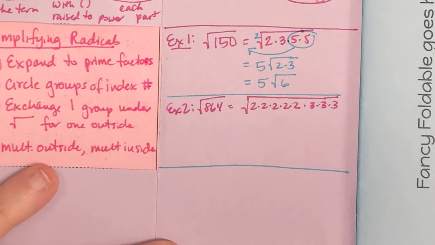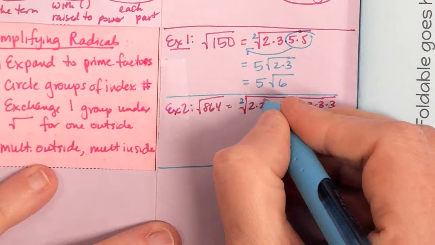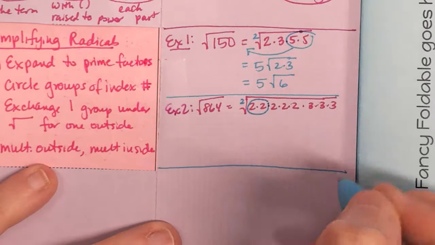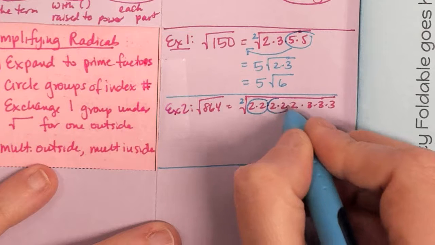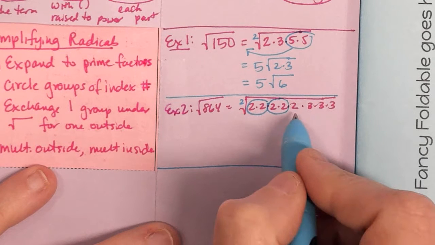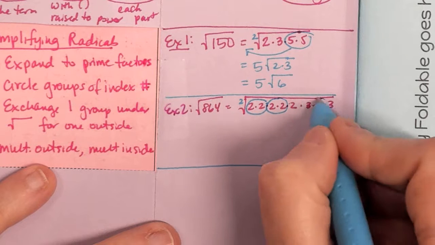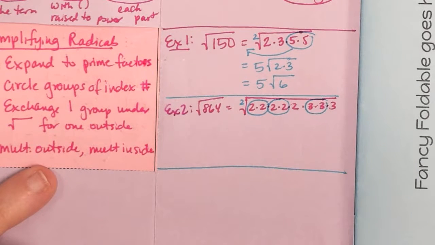What's my invisible index? 2. So that means I'm taking these out in pairs. So I can circle the first pair of 2's, and the second pair of 2's, but can I do anything with that last 2 there? No, it doesn't have a buddy. Okay, what about these 3's? I can circle this first pair of 3's, but that last one doesn't have a buddy.